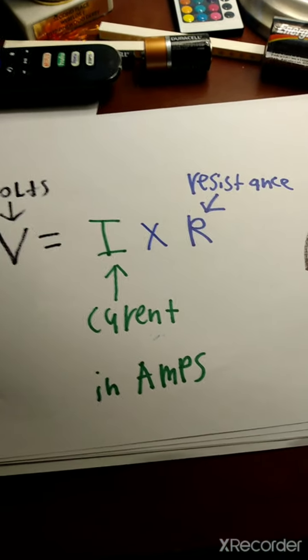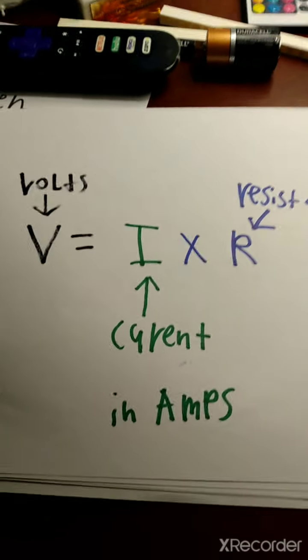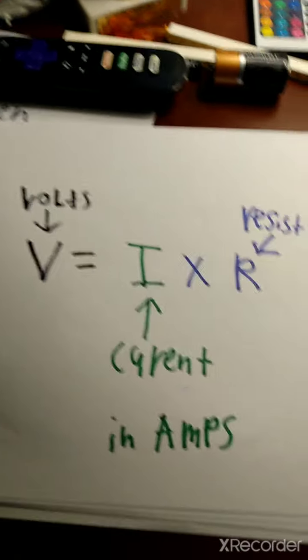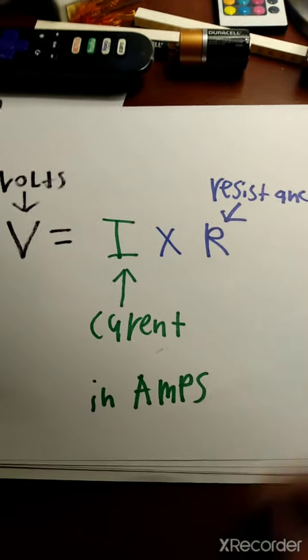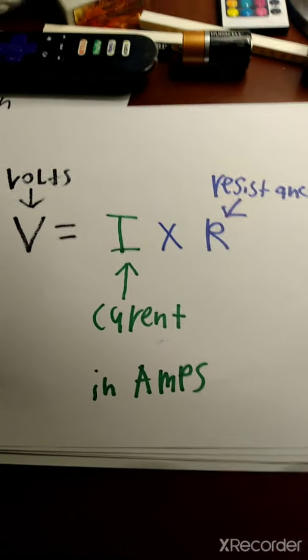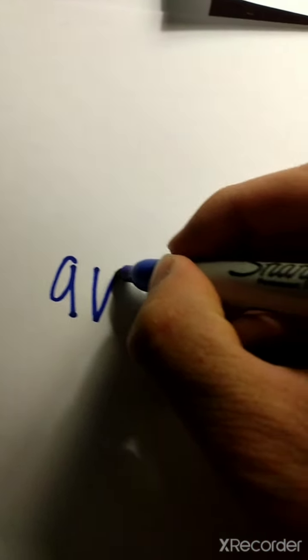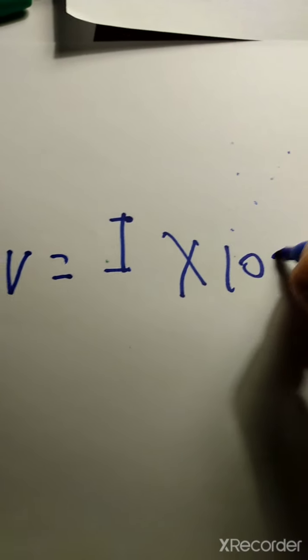Volts equals current in amps multiplied by resistance. So today, we're actually doing the math part. The last video was to help you understand what the definitions and the letters meant, but in this video, we're actually doing the math. So here's an example. What is the current if there is a 9-volt battery and the resistance is 100?